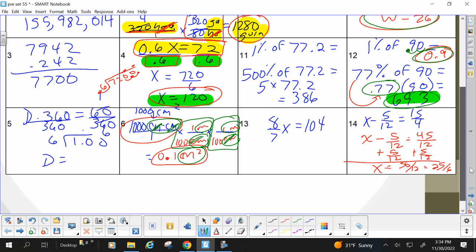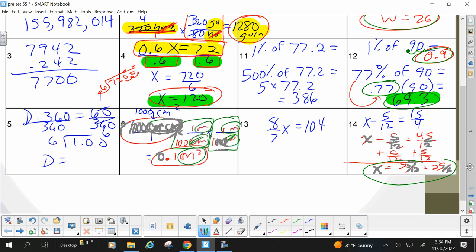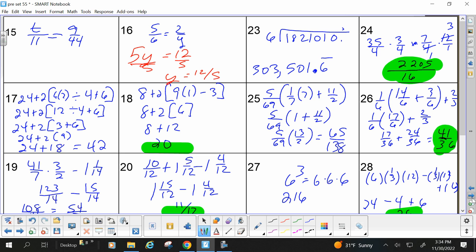Number 14, showing good algebra, you should get x is 25/6. It does reduce. If you left it 50/12, mark it wrong. You need to reduce. Number 16, we talked about yesterday. You should have cross multiplied 5y equals 12. Shown good algebra, dividing by 5 on both sides. y equals 12/5. Always answer with the variable. Cross multiply, algebra, answer.